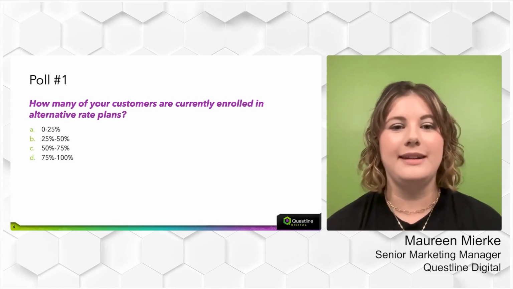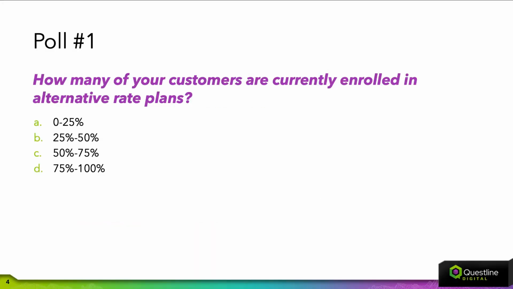Before I pass it off to Elizabeth to get us started, I'd like to begin today's discussion with a poll question. I'll go ahead and launch that out for you now. The question is, how many of your customers are currently enrolled in alternative rate plans? Is it 0 to 25%, 25% to 50%, 50% to 75%, or you guessed it, 75% to 100%? Go ahead and choose what percentage your customers fall into. It's great to see all those numbers coming in, and I'm sure that Elizabeth and Lamont are going to share some helpful tips today to increase those numbers.